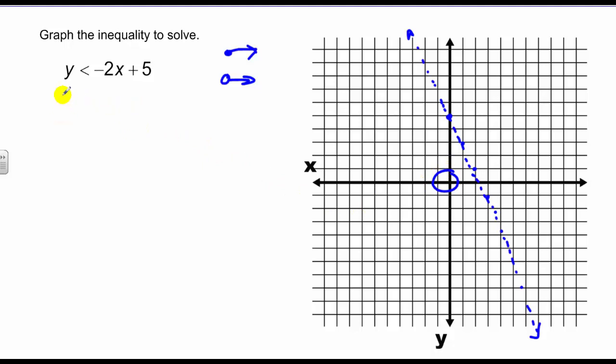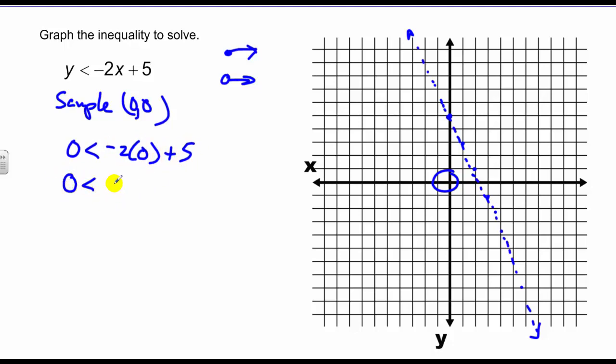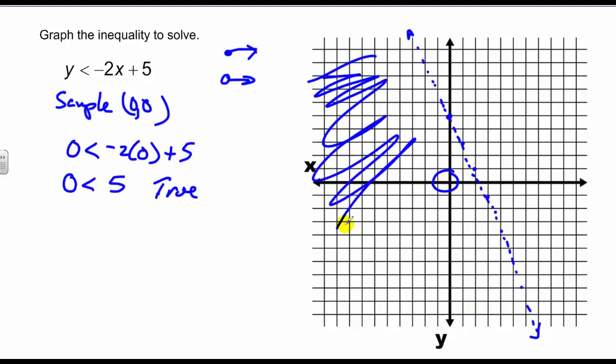So I'm going to plug my sample point in and get 0 is less than negative 2 times 0 plus 5. So I have 0 is less than 5. And I have to decide if that's a true or false statement. That's true. So every point in that region below the graph is going to work. So again, I shade in this region where my sample point was.